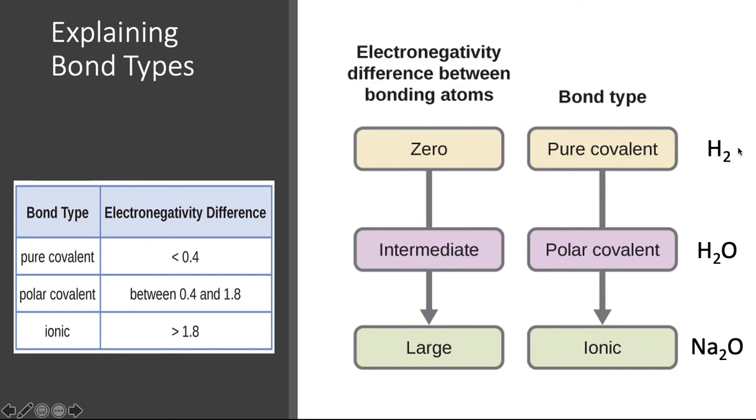So we move from equally sharing to unequally sharing, because one of them is more electronegative than the other but they're still sharing, to complete separation of charge, complete give and take of the electron. Sodium completely gives the electrons and oxygen completely takes them. So this is a continuum from pure covalent bond all the way to the ionic bond.